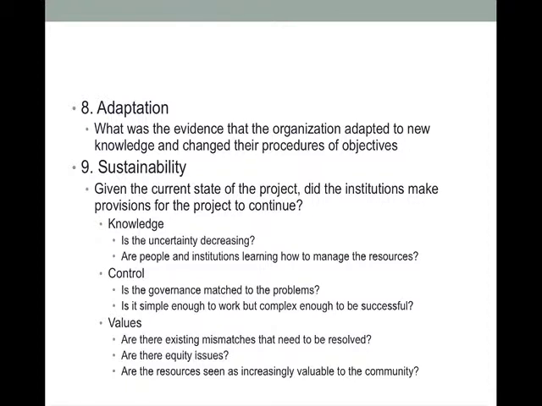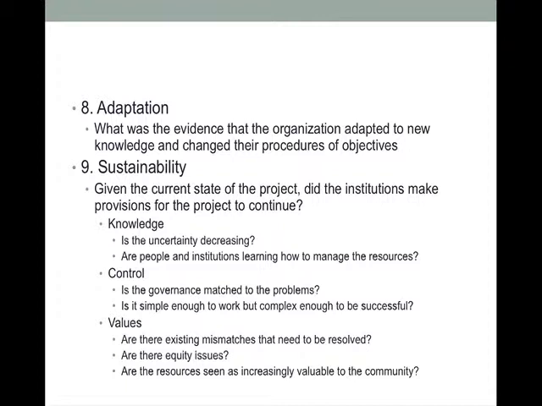And the final two steps here are the adaptation, looking for evidence that the organization, that is in this case the community, used the knowledge they had and changed their procedures or even changed their objectives. That's the adaptation that's essential if this is going to be an adaptive project.